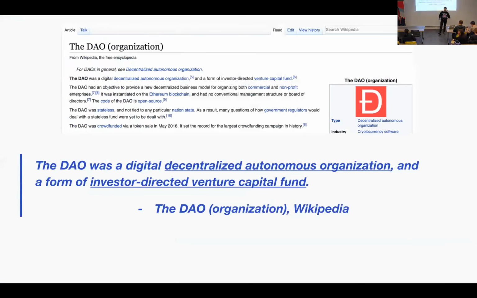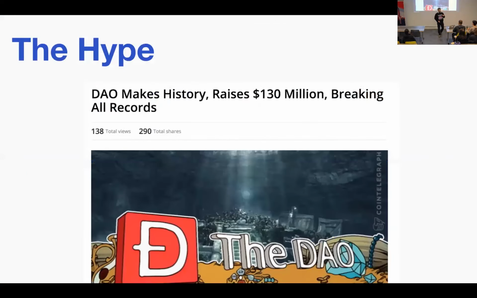Great. So the DAO is a digital, decentralized, autonomous organization, a form of investor-directed venture capital fund. So what that means is we put these contracts on chain and people can buy into this system, and then they become investors, and also they have control over that system and they can decide where the money goes and they get a stake in that. And this is evidently the best idea ever, and we're all going to get really rich. People put $130 million worth of Ether into this system, breaking all records. And at the time, it was a tremendous portion, something like 10% of all the Ether in existence.